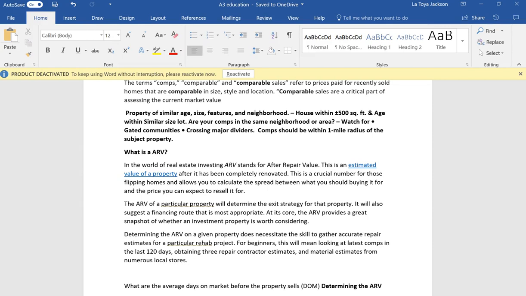And then the comps are based on a one mile radius. We like to use a mile or less radius. You don't want to choose a property that's 2 miles away because it's maybe a different area.